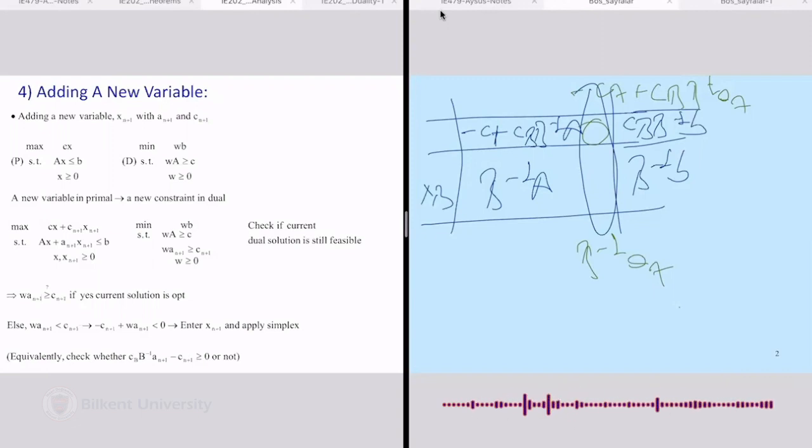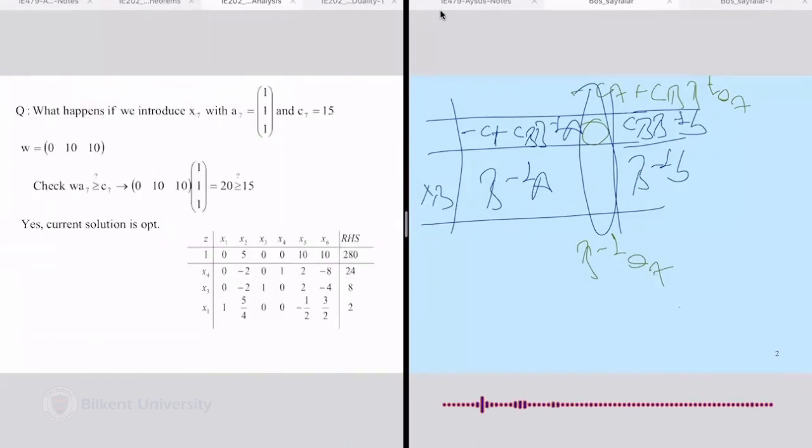Even though I have a new variable, it doesn't pay off. I'm not producing, my current solution remains optimal. If not, if it is more profitable, then the row 0 entry for that variable would be negative. So I'm supposed to produce that. How do we do that? Of course, you have to add B inverse A7, because you have to add that new variable to the current table. How do you do that? With B inverse A and minus C plus CB B inverse A, right? That's what you're supposed to do.